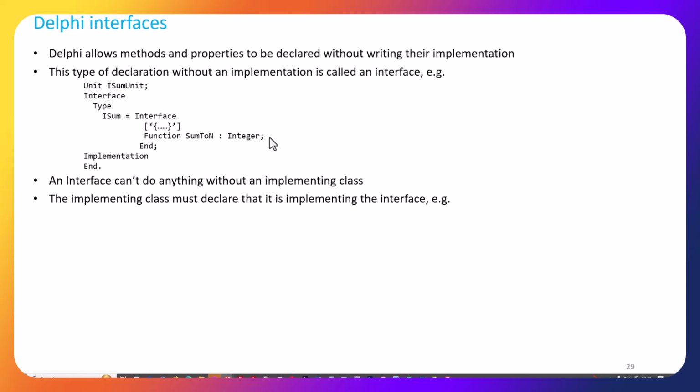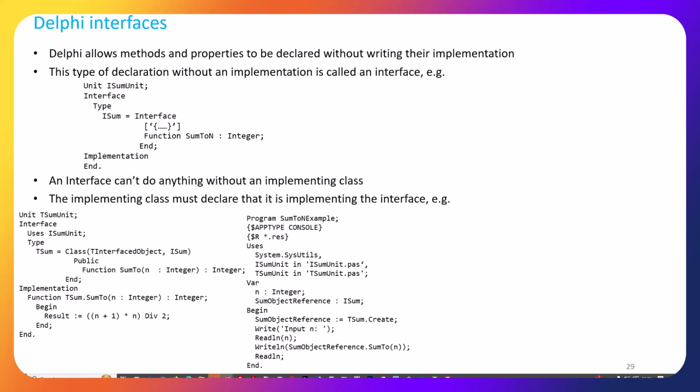The implementing class must declare that it's implementing the interface. So it does this via the class definition. Here, this is Delphi supplied, and we're saying we're implementing that. And in a moment, I'll show you the code comes up. This is what it looks like. Okay, and this is the program. So there's an interface unit, there's a class unit, some object reference references ISum, because we have to do that to access TSum.